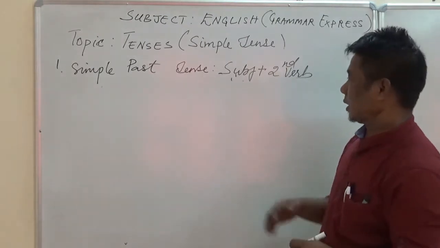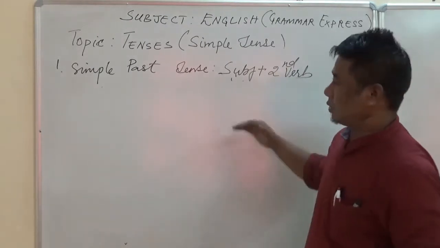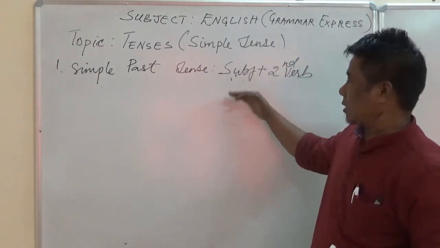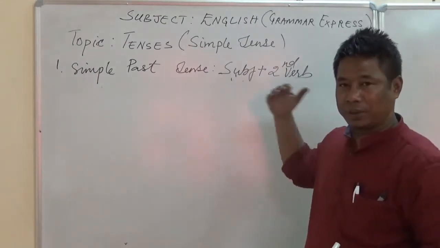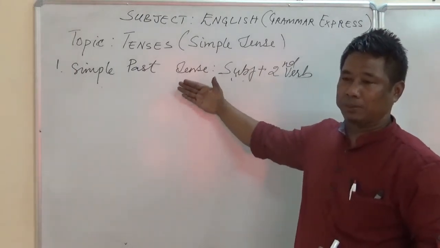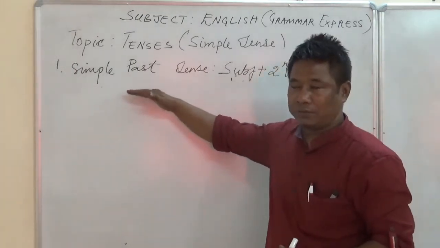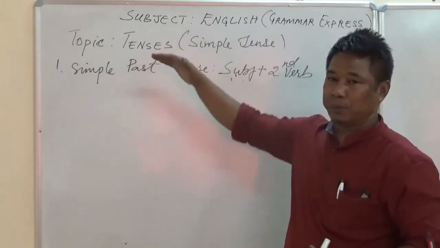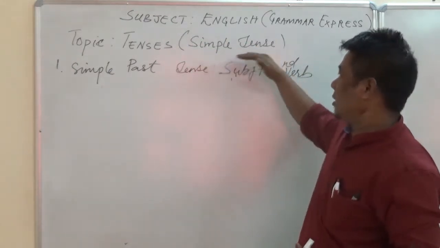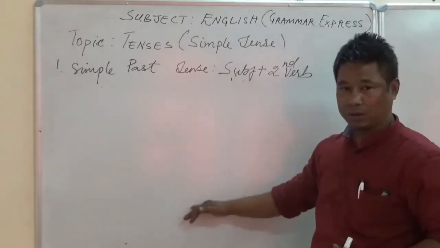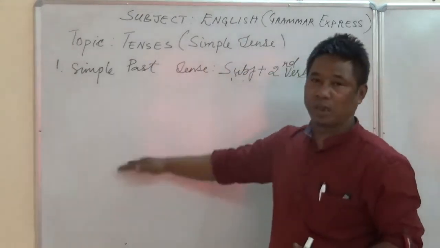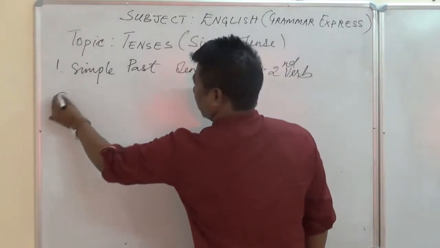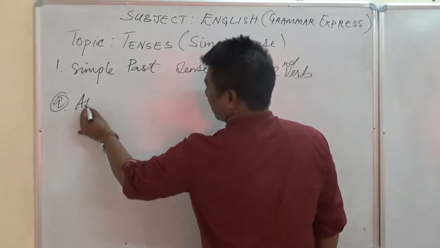Okay, so let's get into detail. For example, I gave you all the four kinds of sentences it has in the simple present tense. In the same way, in the simple past tense also we're going to talk about the four kinds of sentences it has. Okay, now affirmative sentence again.